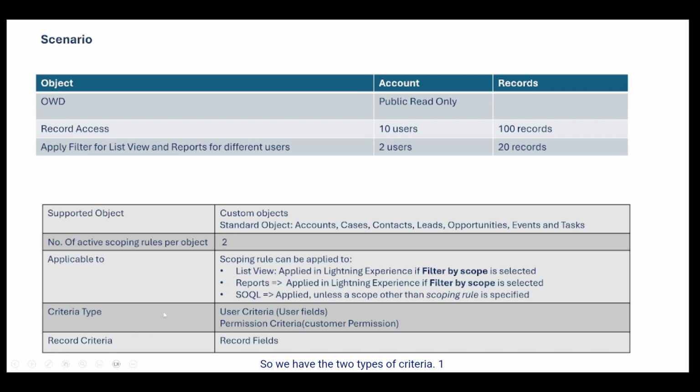Criteria, so we have 2 types of criteria. One is the user criteria, where you can define the user criteria based on role, profile, or any other field from the user. Or you can have the permission criteria as well, which means you have some custom permission. Based on the custom permission, the users who have that custom permission should come under the filter criteria for the records for those users. And the record criteria means which records you want to share.